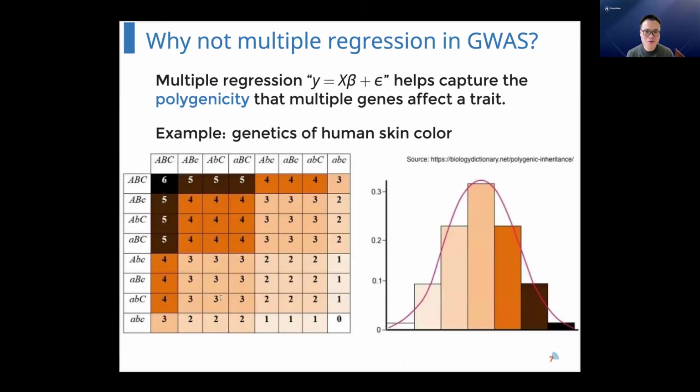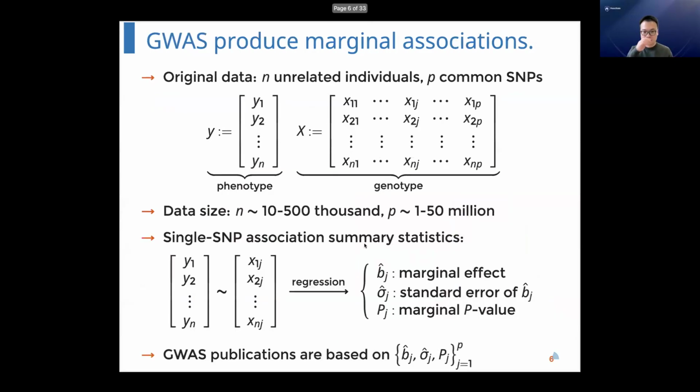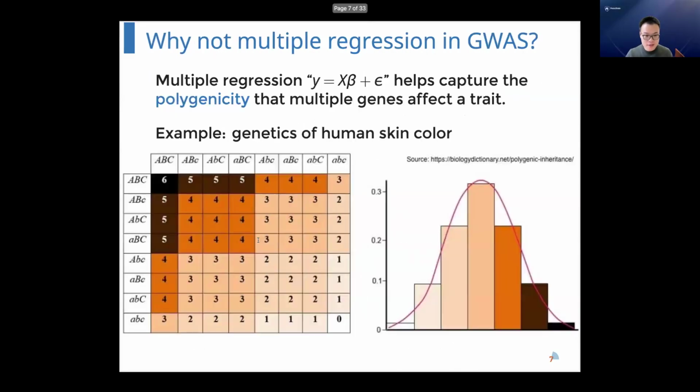Indeed, the multiple regression model is a more reasonable model to analyze this type of data, because it helps us capture the polygenicity, that multiple genes can affect a complex trait such as human height or human skin color. Here's a very simple visualization illustrating that different genes can work together to regulate the variation of human skin color. And for human height, there are hundreds of genes known to us these days that can do the job. So conceptually speaking, multiple regression is indeed a better model to analyze this kind of GWAS data.